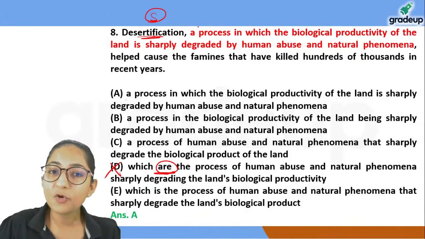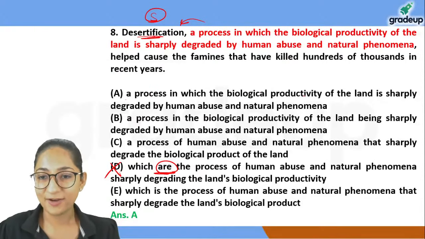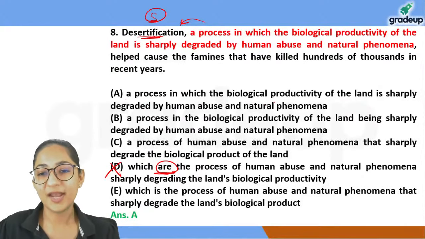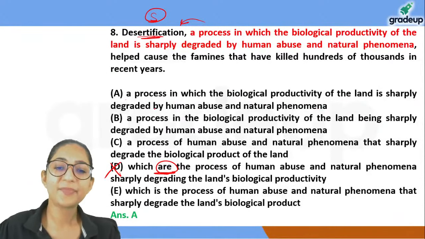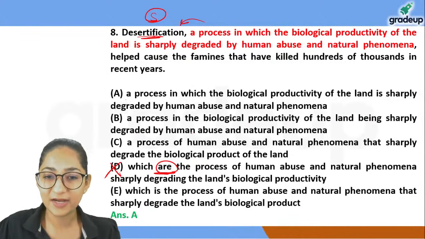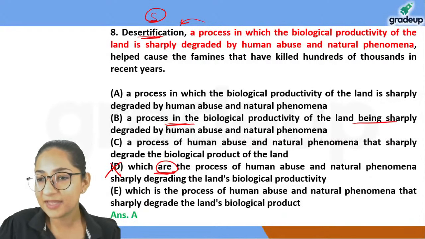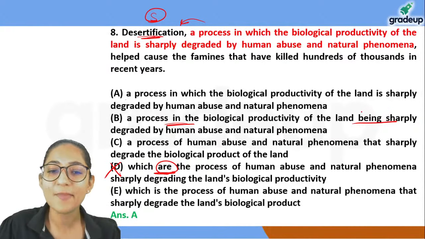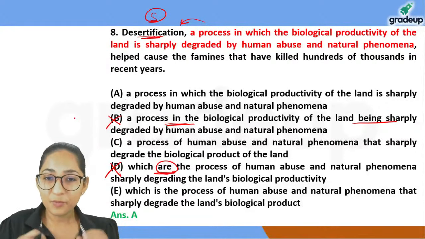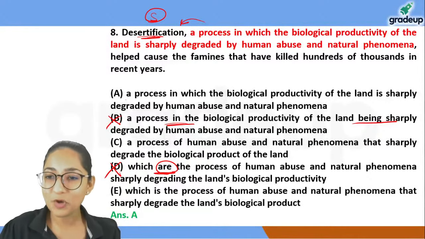See, we are talking about what desertification is. A process in which the biological productivity of the land is sharply degraded by human abuse and natural phenomena. Okay? A process in the biological productivity of the land being sharply degraded. Why do you need the ing format here? So B is structurally incorrect. A process in which biological productivity is degraded, that process is called desertification.